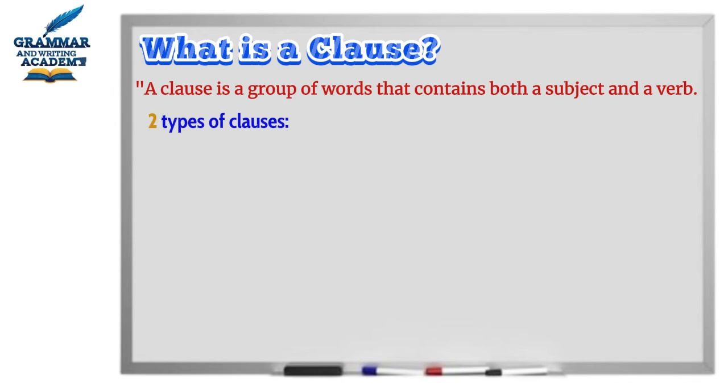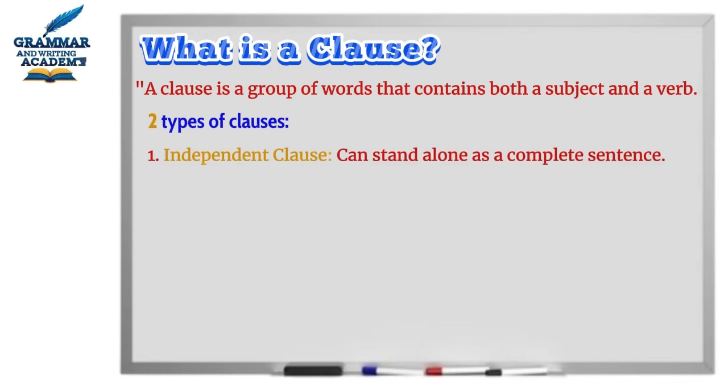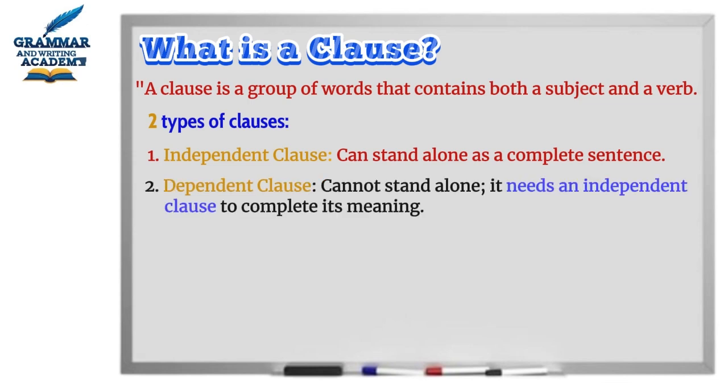1. Independent clause. Can stand alone as a complete sentence. Second, dependent clause. Cannot stand alone. It needs an independent clause to complete its meaning. Let's have some examples to have better understanding.